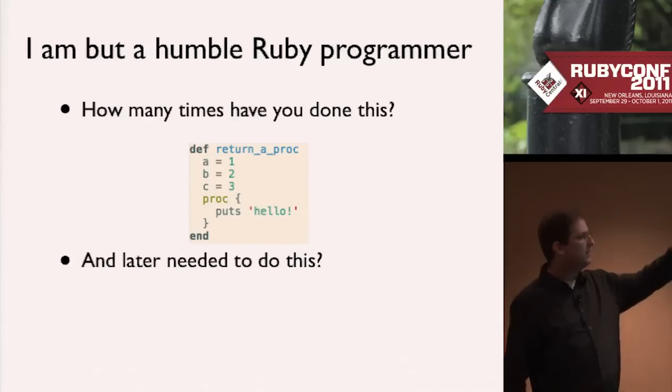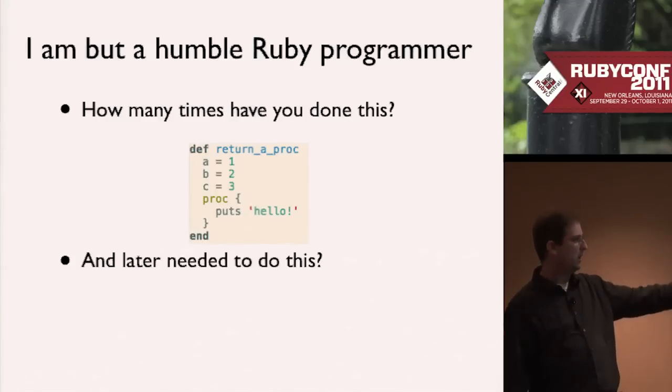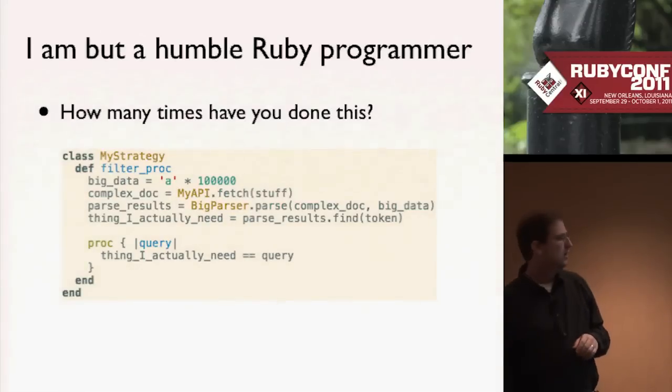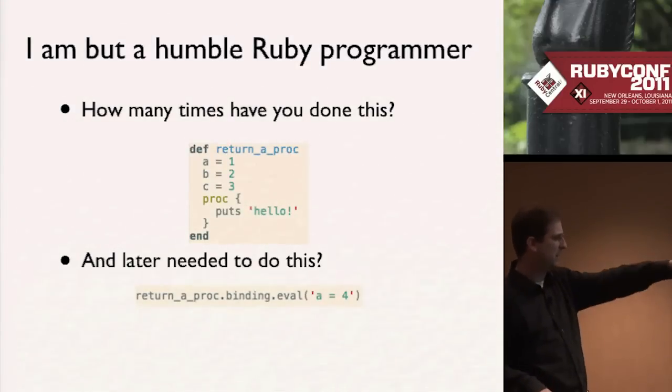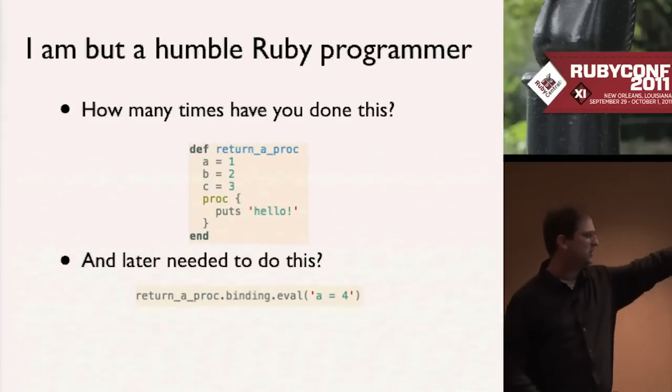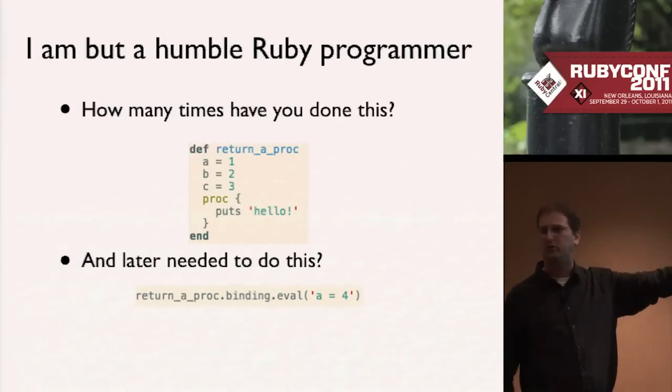So let's say you have a method that's going to return a proc. You define a couple of variables, and then you return the proc. And you don't refer to any of those variables inside of the proc. And then later on, you take the proc, you grab the binding, and you eval to change the variable that wasn't referred to in the proc. You can do this in Ruby.